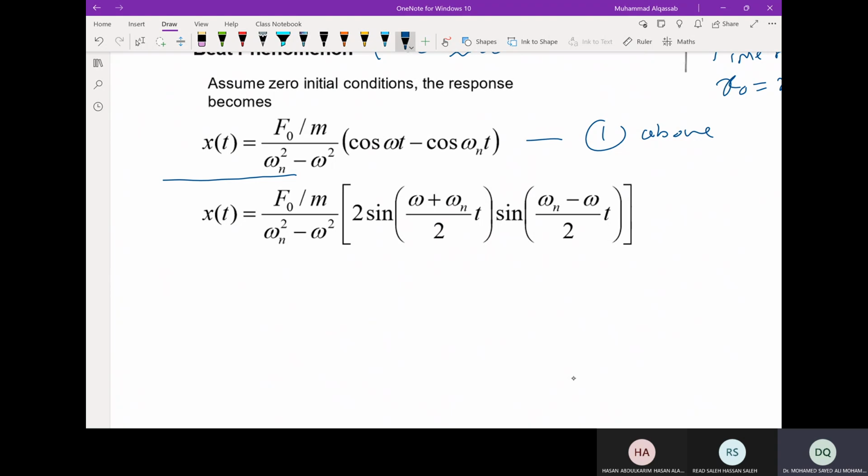We're using trigonometric identities. Cosine omega t minus cosine omega n t is 2 sine of (omega plus omega n) over 2 times t, multiplied by sine of (omega n minus omega) over 2 times t. You can prove this by expanding, and you will see that you get the same thing. So the whole thing here is equal to 2 sine of (omega plus omega n) over 2 times t, sine of (omega n minus omega) over 2 times t.